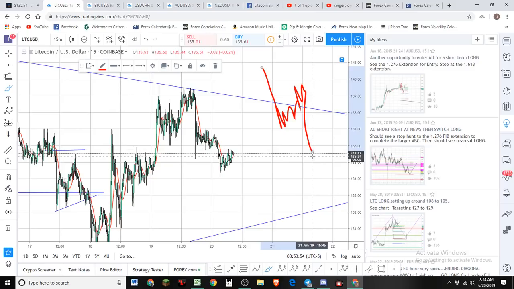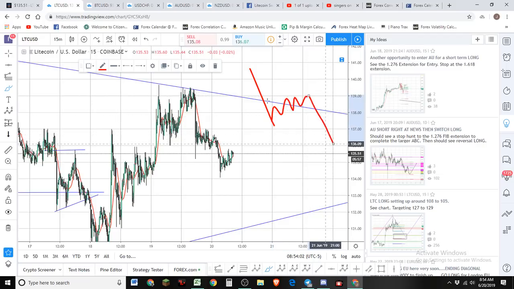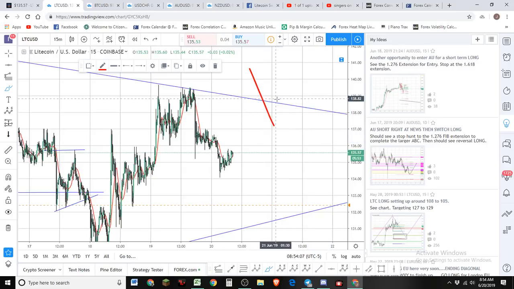Okay, that's not a very good one. Let's try that again. Chop to the upside, and then price continues down like that. So this is the bear flag there. So that's what a bear flag looks like.